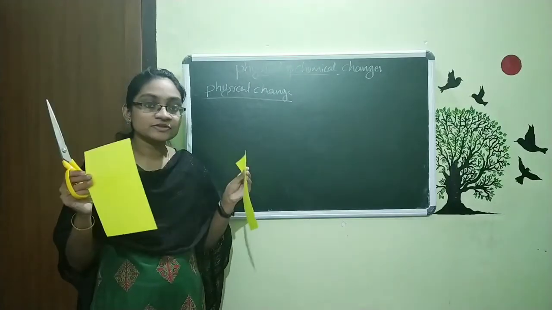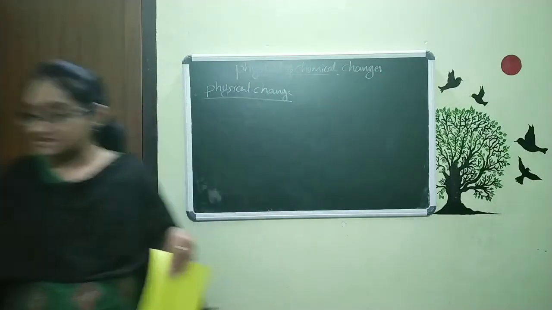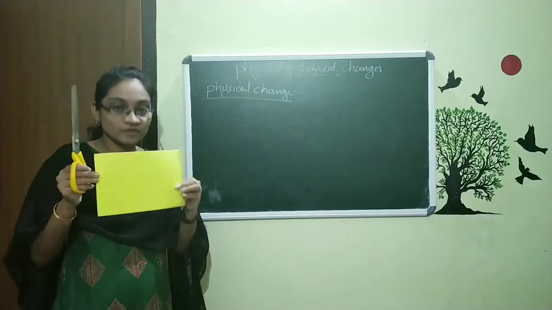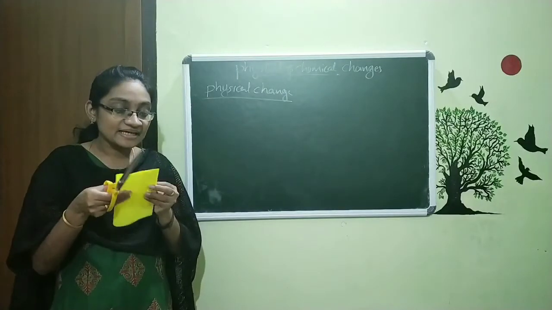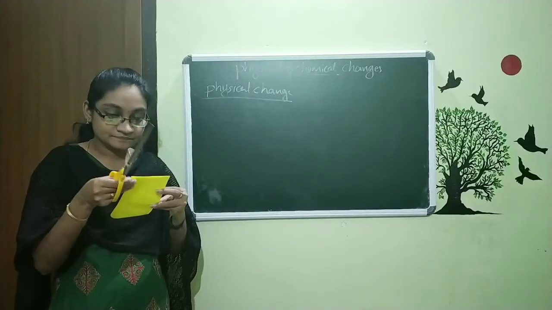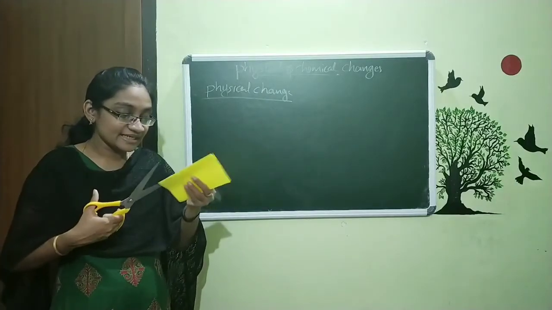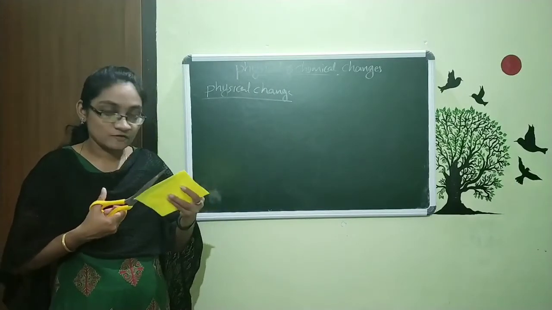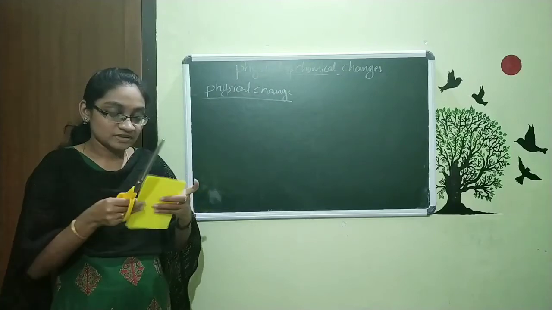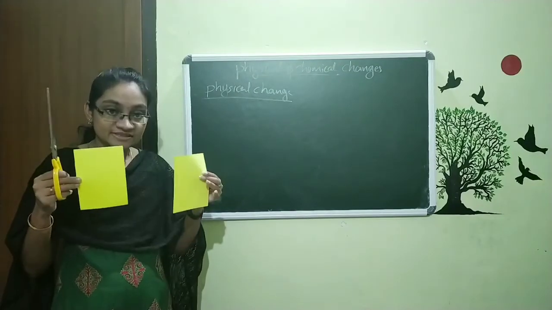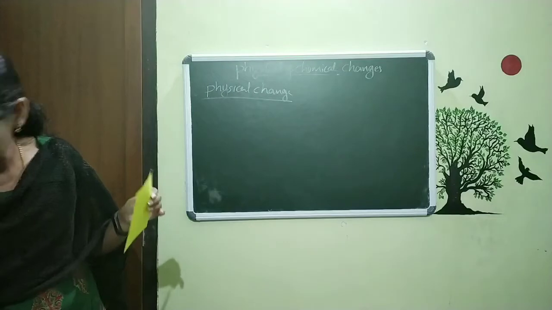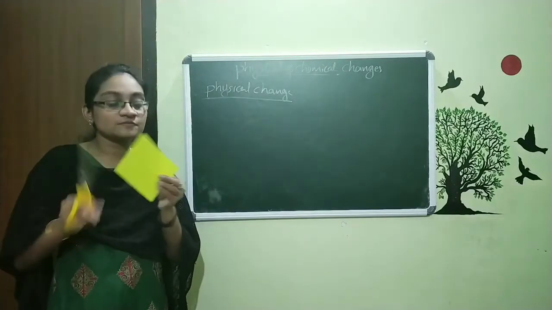So now you can see two pieces are there. Now I am just leaving one of the pieces and focusing on this, and again I am folding this and cutting this into half. Again we have two equal pieces. I am leaving one of the pieces and focusing on the small one.